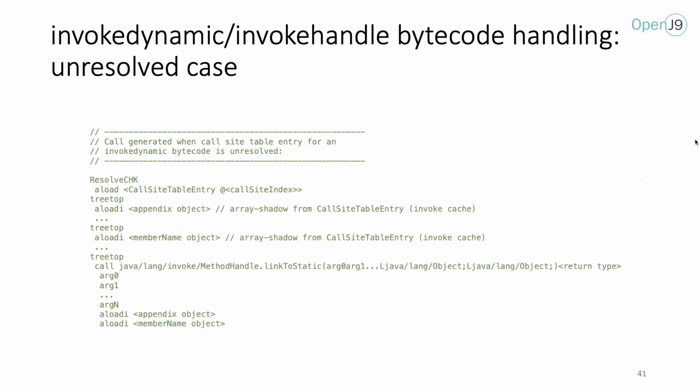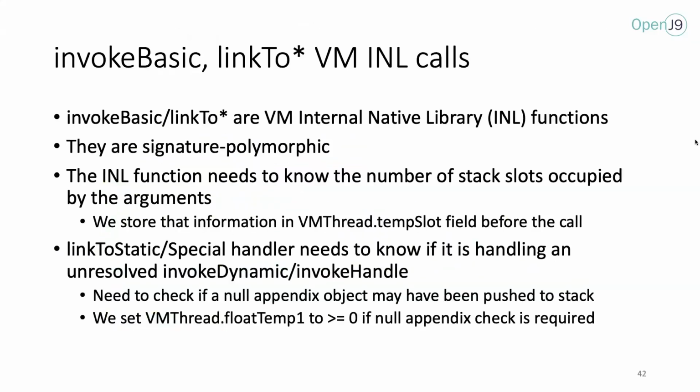So here's how a call to linkToStatic is going to look like. In this case, we took an invokedynamic bytecode, and we saw that the call site table entry was unresolved. So we have loads of the two elements from the call site table entry, and a linkToStatic call with the appendix and member name objects added as the last two arguments.